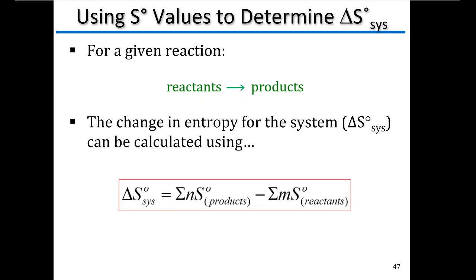Again, it's a state function, so we just care where we end up and where we start from. We don't care so much about how we got there. So this is how we're going to calculate delta S of the system: total entropy of the products minus total entropy of the reactants.